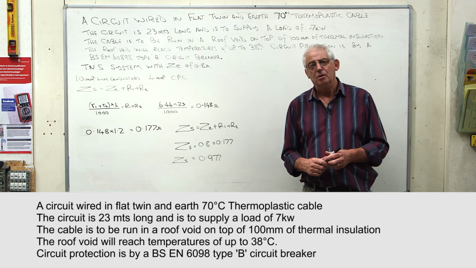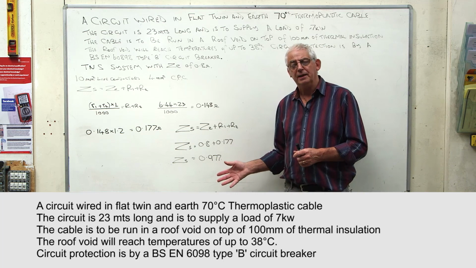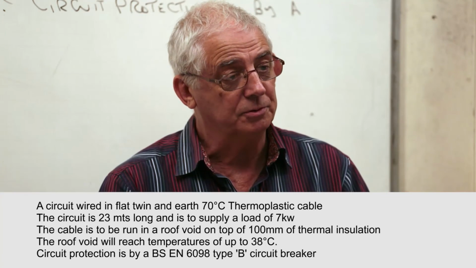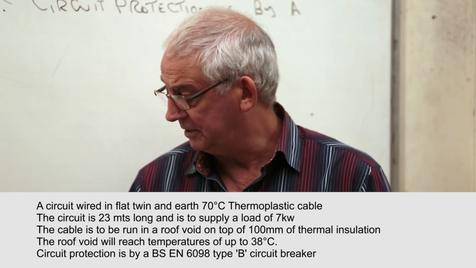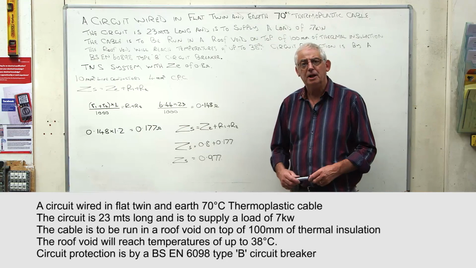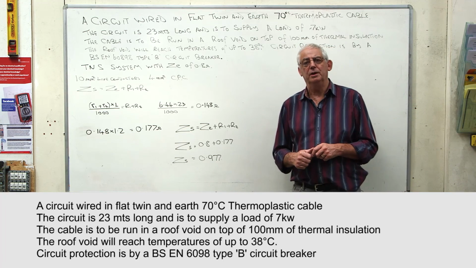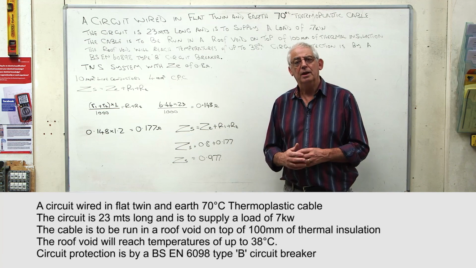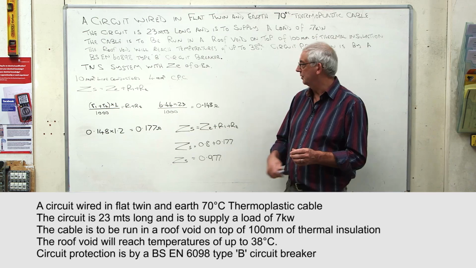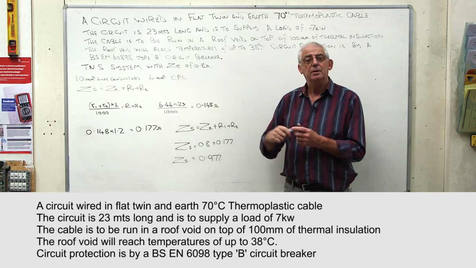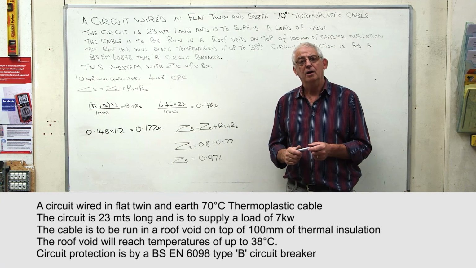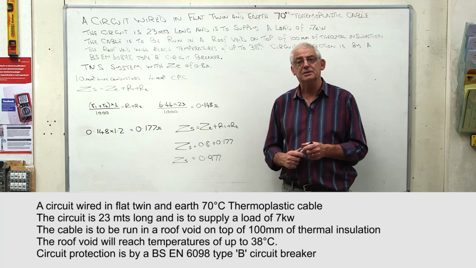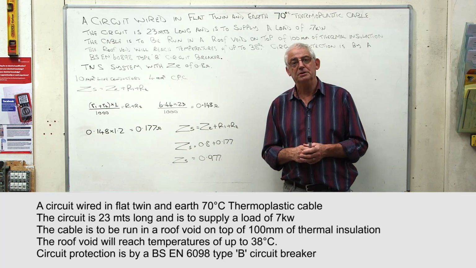All I need to do now is compare that to the value given to me in BS 7671 on our tables for protective devices, and this needs to be lower. The table we need to use is table 41.3, and from that table we can see that we're allowed a maximum permissible value for a 32 amp type B circuit breaker of 1.44 ohms. Providing this value is less than that, then this circuit would be satisfactory.